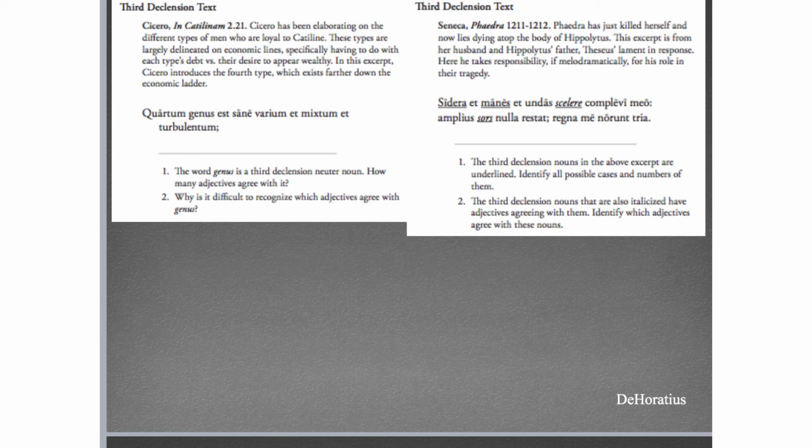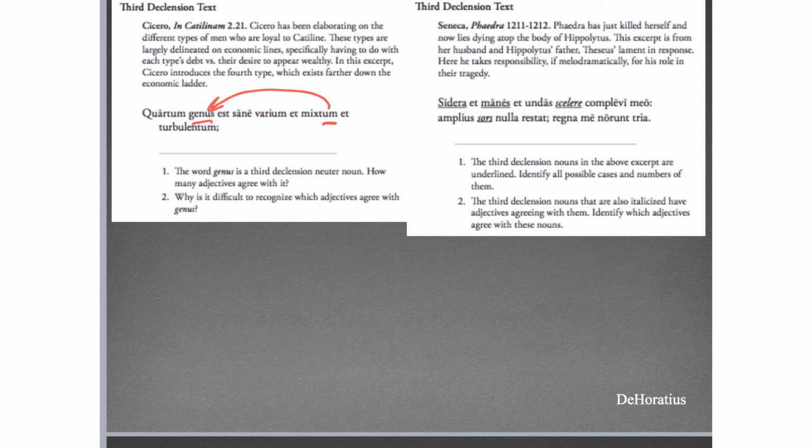All right, so in this one, genus is a third declension neuter noun that has some adjectives agreeing with it. How many are there? And which ones are they? I will give you a hint. Mixtum is one. Again, remember, because it's neuter, it's mixtus, a, um. So that is going to agree neuter nominative singular with genus.